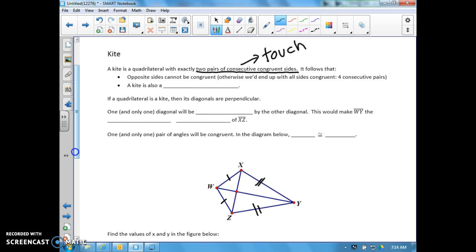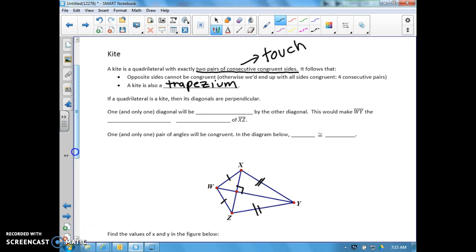2 pairs of consecutive congruent sides. The opposite sides cannot be congruent because then we'd end up with a parallelogram, and it would end up with 2 pairs of parallel sides. A kite is also a trapezium. Okay? If a quadrilateral is a kite, then its diagonals are perpendicular. So looking at that, kites, when we've drawn the diagonals, are actually split into 4 right triangles. It's going to be very useful for us.